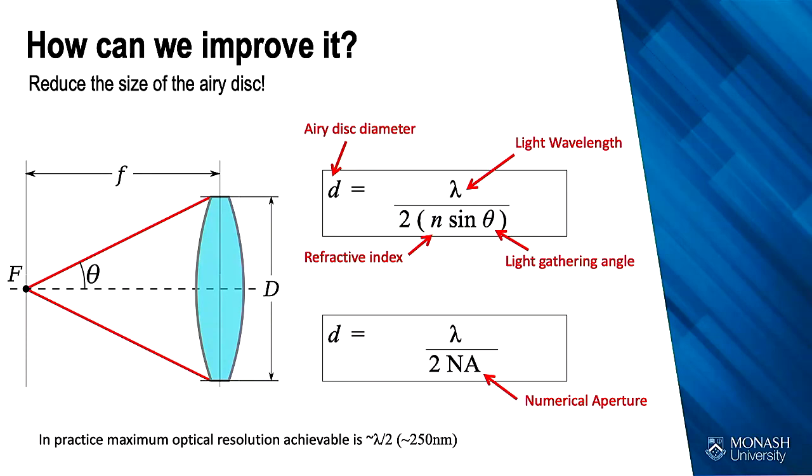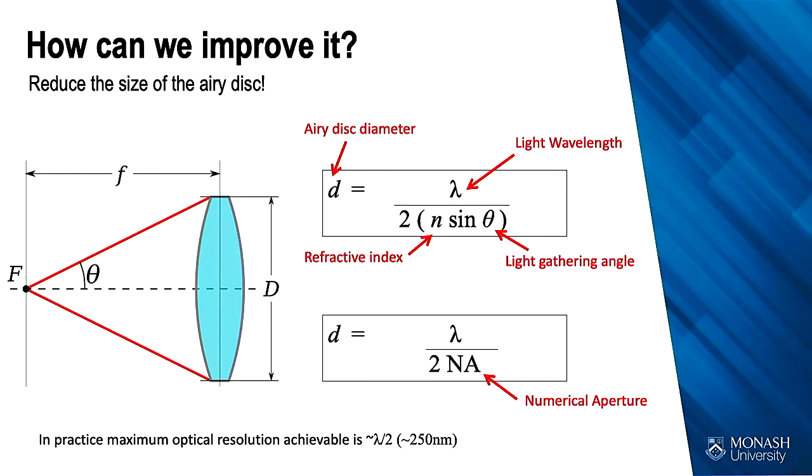In most cases that's air. And then there's the light gathering angle, which is a function of your lens power and diameter. So in practice, for optical imaging with a normal lens, you can get basically lambda on 2. If you think about light, green light is somewhere around 500 nanometers. So we can resolve down to 250 nanometers. That's the size. So how can we improve it?